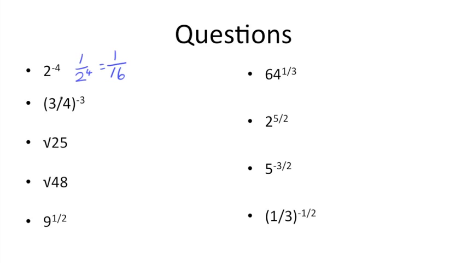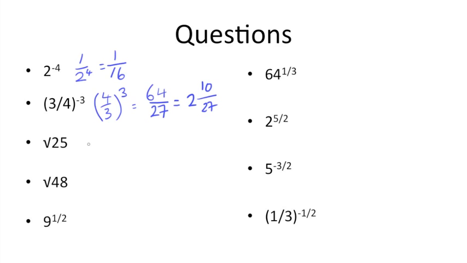Next off, we have 3 over 4 to the negative 3. Now all we need to do is take the reciprocal again, since this is a negative exponent, and we get 4 over 3 to the 3rd power. And that means we get 4 times 4 on top, which is 16, times 4 is 64, over 3 times 3 times 3, which is 9, times 3 is 27. Which simplifies out to 10 over 27.